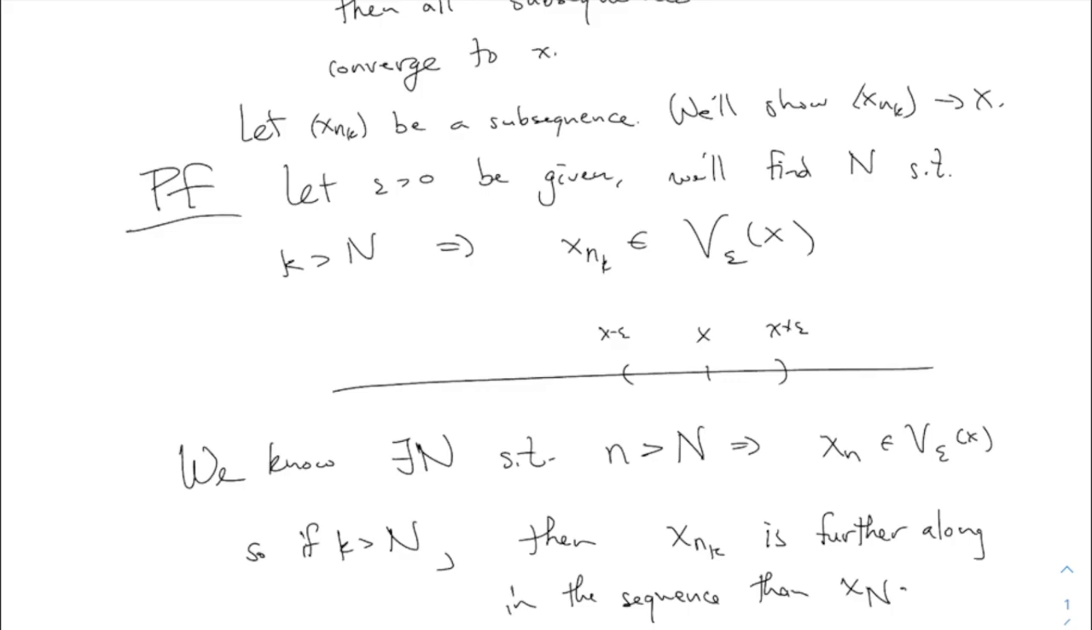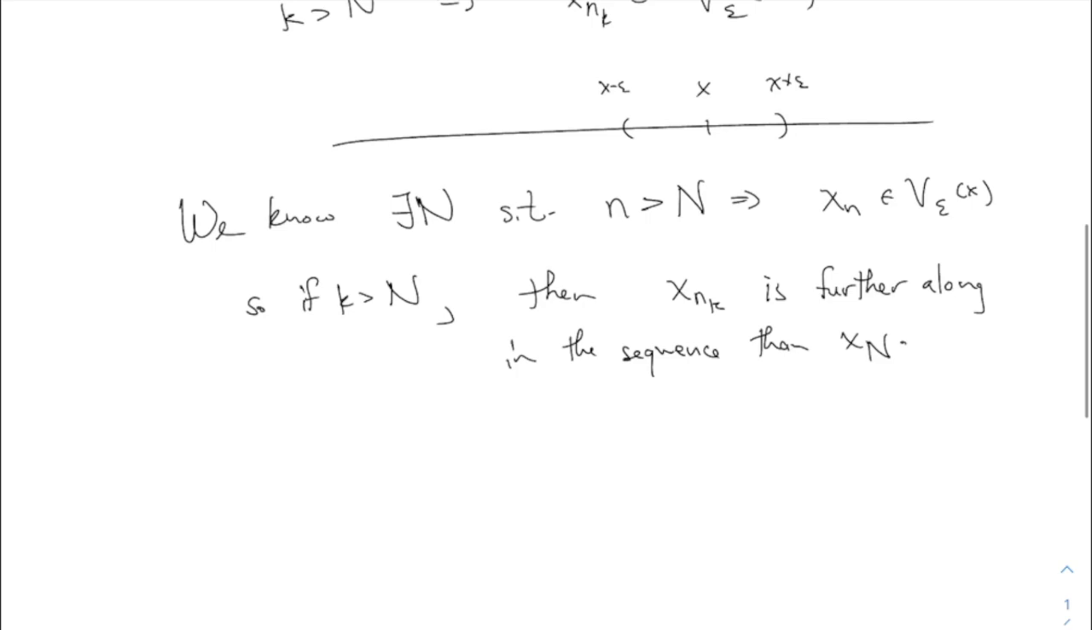The fact that the x_n converge to x means there's some big N so that all the ones after that go in here. But if you're only looking at a subsequence, those ones get there even faster because the subsequence is skipping out on certain values, right? The subsequence is only taking some of them. So if I use the same big N in the subsequence, this subsequence term is further along in the sequence than this one, and what that means is x_{n_k} is also in the neighborhood. It's because the subsequence is doing the same thing, only faster, because you're skipping out on certain values.